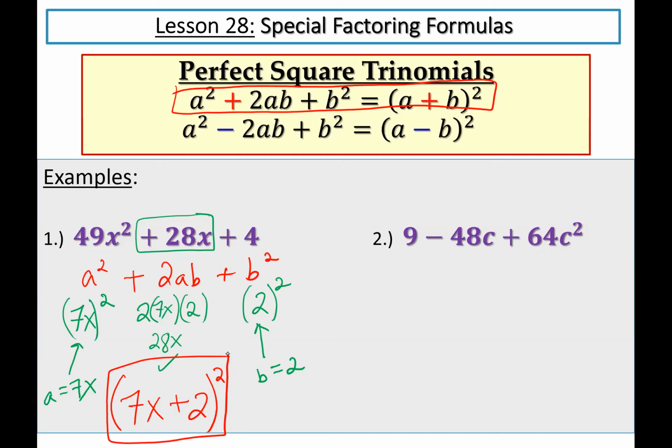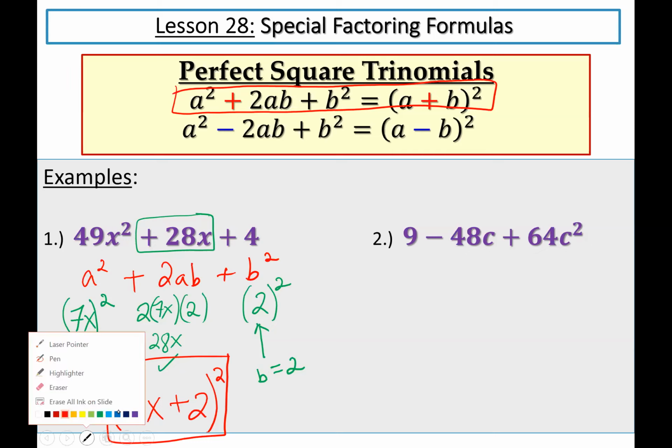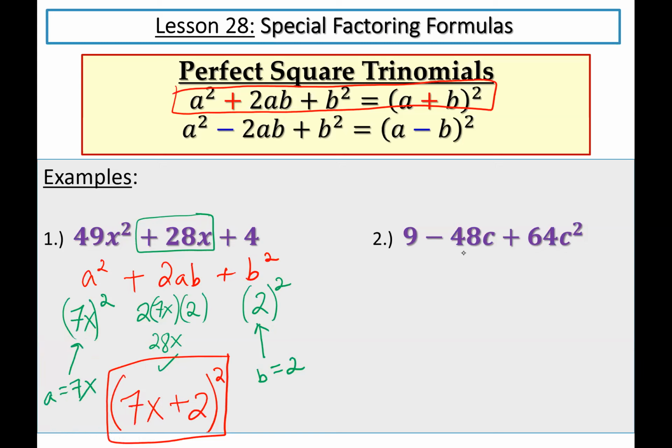Let's take a look at number 2. All right, number 2, 9 minus 48c plus 64c squared. Okay, notice that this one does have that minus sign. All right, what else should we notice?